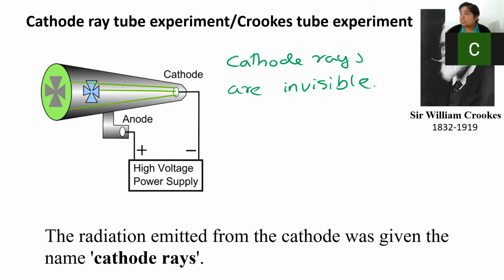So cathode rays, they are invisible. They are not green color. The reason we see the green color is that at a later point, he filled a gas in here. If you want to think, you can think about hydrogen. Let's say he filled hydrogen. But this gas is under a very low pressure.